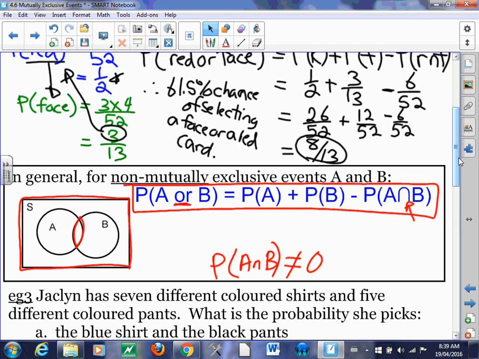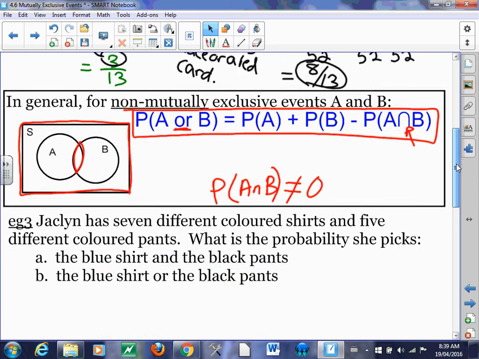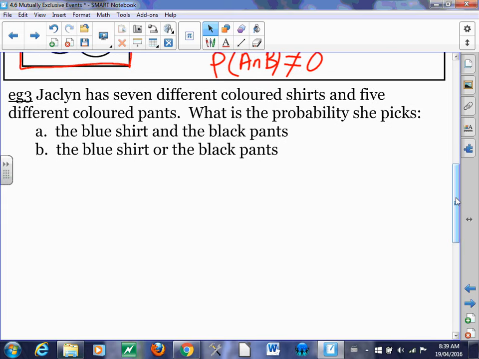All right? Okay, let's take a look at our last example. Okay, Jacqueline has 7 different colored shirts and 5 different colored pants.